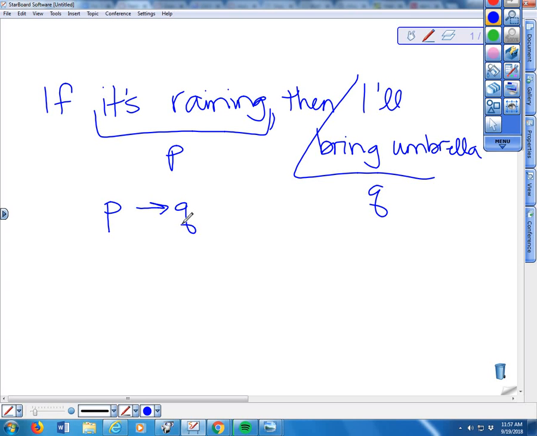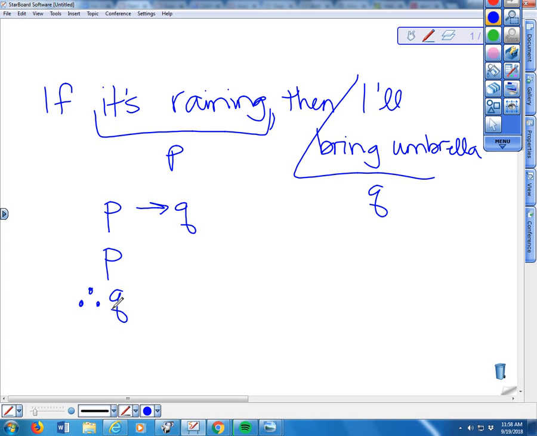Everybody with me? The law of detachment says if I'm given a statement like this, P then Q, and then they tell me that P happens, I can then conclude, which is what these 3 dots mean, therefore. If P then Q, if it's raining, then I'll bring an umbrella. It's raining, I'm given that. I conclude, or therefore, I'll bring an umbrella, which is actually Q. That's the easiest law, the law of detachment.